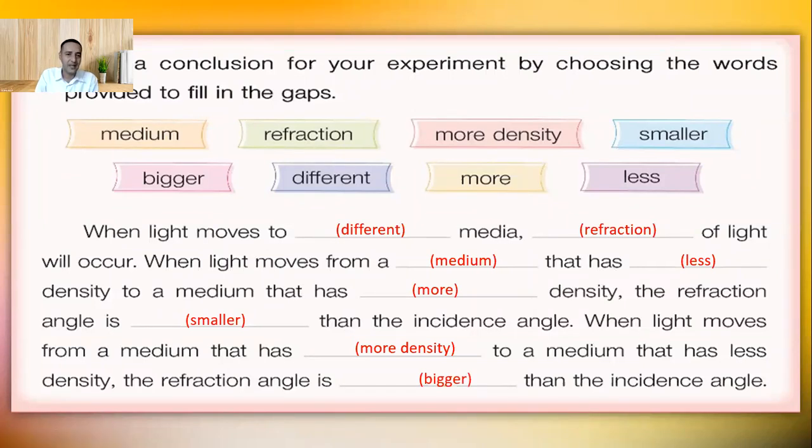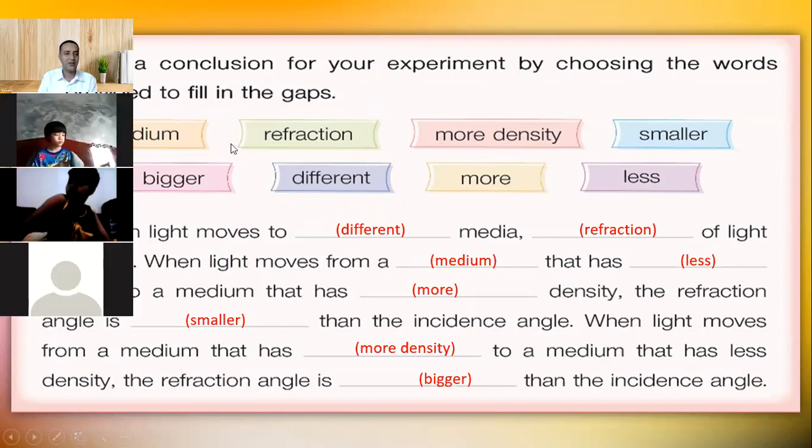Okay, so what we learn here from the refraction: when light moves to different media, refraction of light will occur. When light moves from a medium that has less density to a medium that has more density, the refraction angle is smaller than the incident angle. When light moves from a medium that has more density to a medium that has less density, the refraction angle is bigger than the incident angle. All right, students, so you already write down in your books.